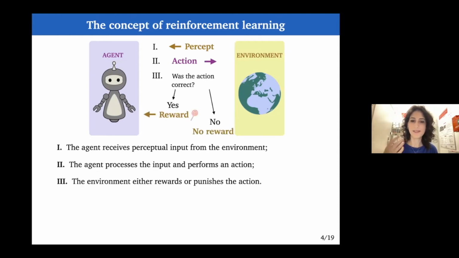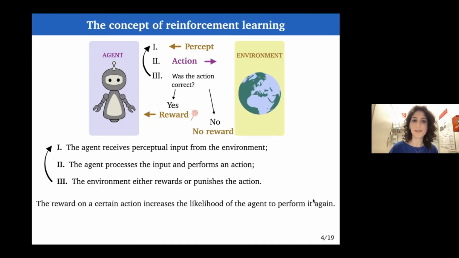And now the key point is that there should be an evaluation of whether the action was correct or not. So let's say that the agent moves right in this maze and is able to find the exit. It means in this case the action was correct, the move was correct. And in this case, the environment would reward the agent. So it would give it a reward. If instead, for example, the agent moves left or up, whatever, and it does not find the exit, then it means no reward is given.